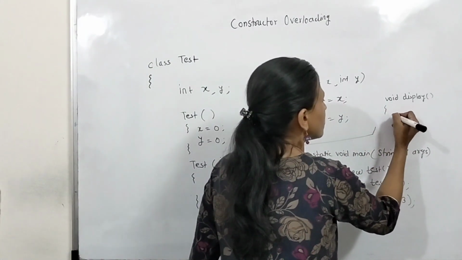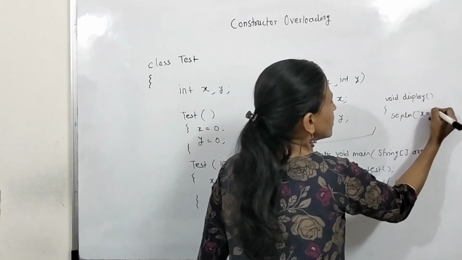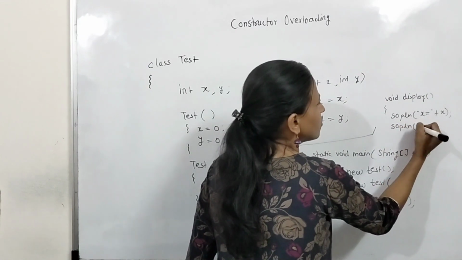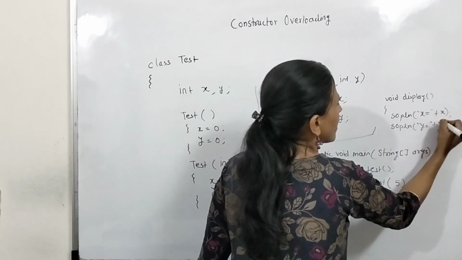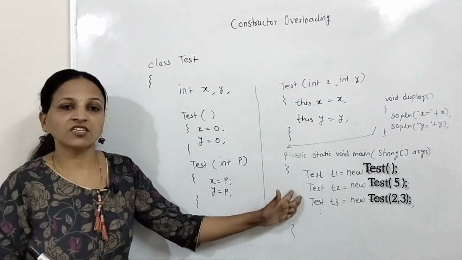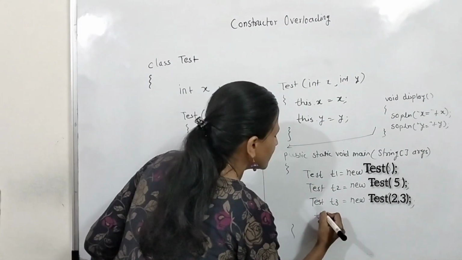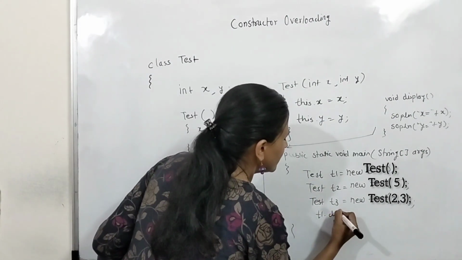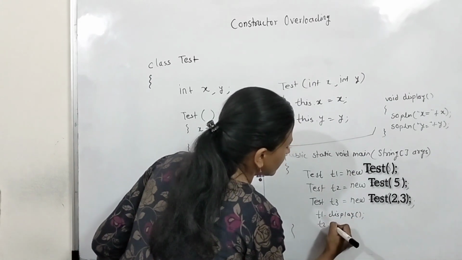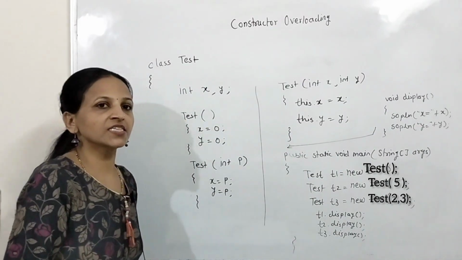See, System.out.println, SOPLN, here x = x, and similarly SOPLN y = y. Here I have just written this display method to display the values of x and y for t1, t2 as well as t3. t1.display, then t2.display, and t3.display. Okay, now what will happen in this example?